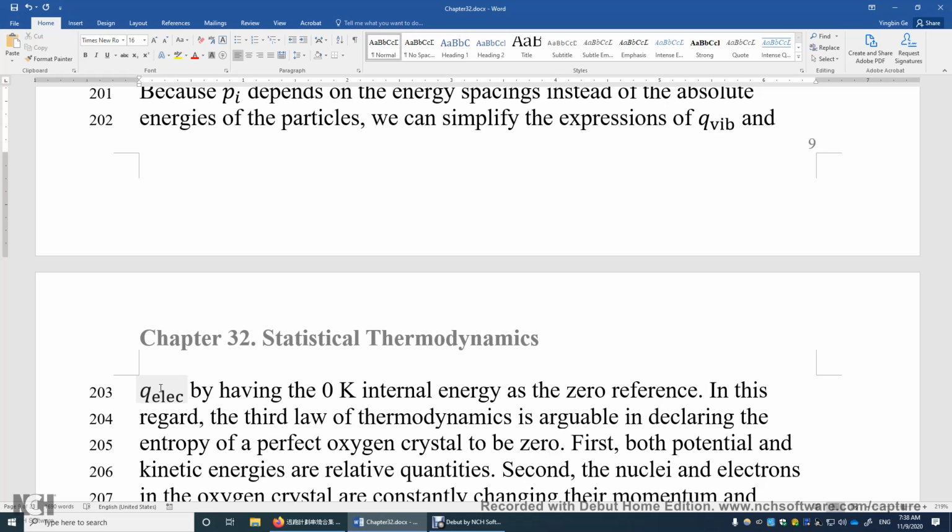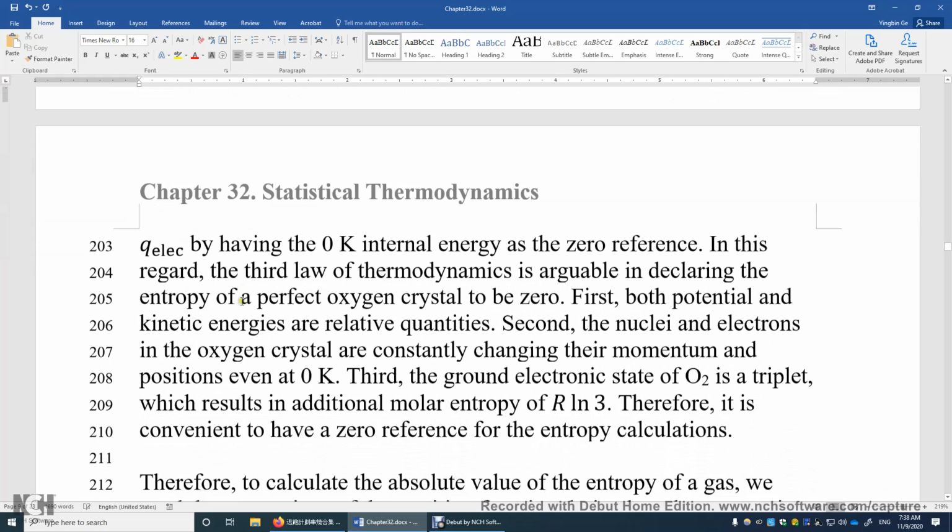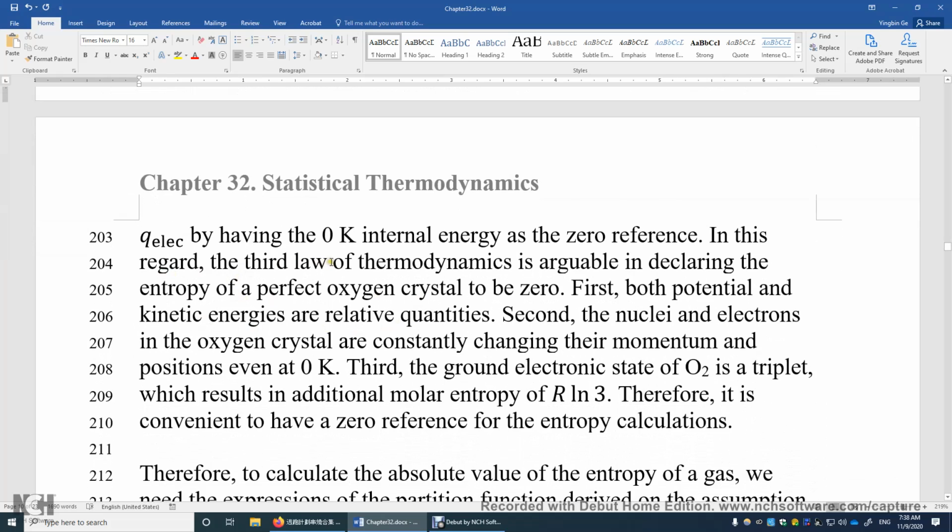We set the zero point vibration energy to 0 as a reference for calculating the vibrational partition function. So in short, we neglect the zero point vibration energy and the 0 K electronic energy. So in this regard, the third law of thermodynamics is arguable in declaring that the entropy of a perfect oxygen crystal to be 0 for many reasons.